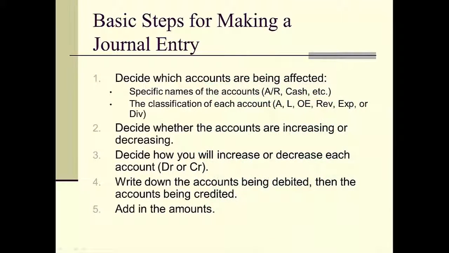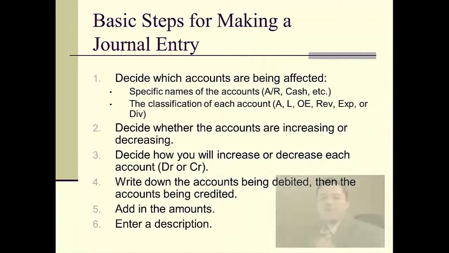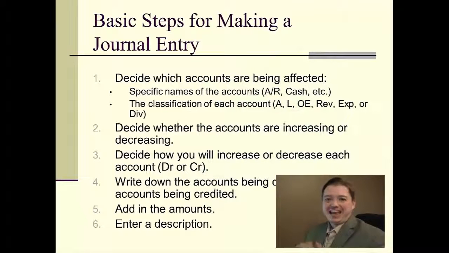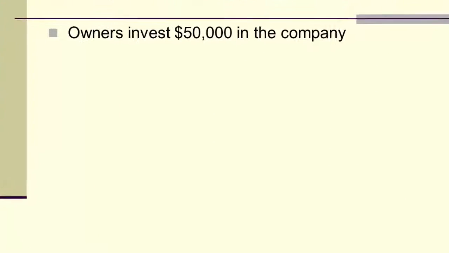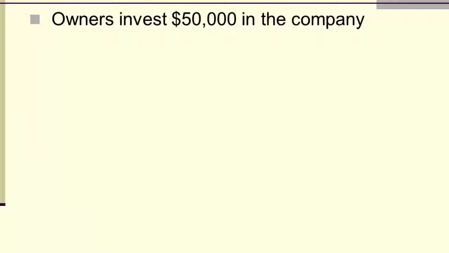So here's our first example. Now we finally get to do a journal entry. I'm so excited. This is my favorite part. So let's take a look at our very first example. Our first example is our owners investing $50,000 in the company. Let's do it together step by step this time.